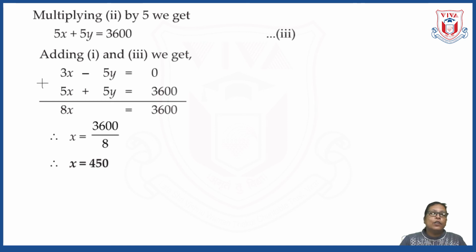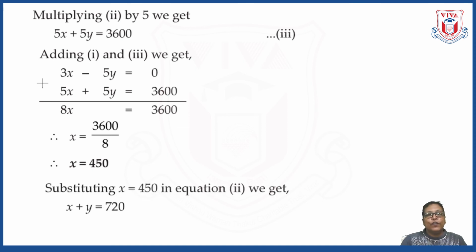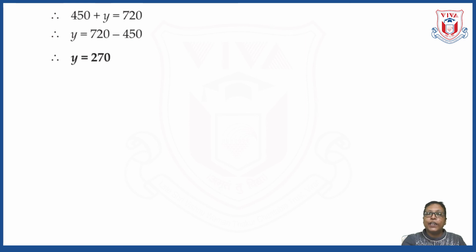Now, find the value of y by substituting it in any one equation, either equation 1 or equation 2. You know that equation 2 is more simple. So, make use of equation 2. Substituting x is equal to 450 in equation 2. Equation 2 is x plus y is equal to 720. So, replace x by 450. So, we get 450 plus y is equal to 720 and therefore, y is equal to 720 minus 450 and therefore, y is equal to 270.